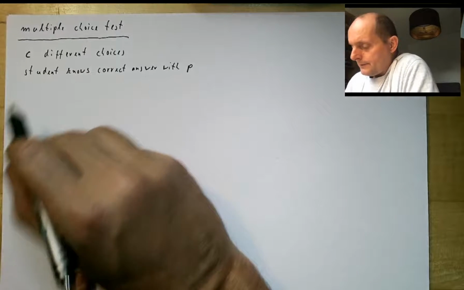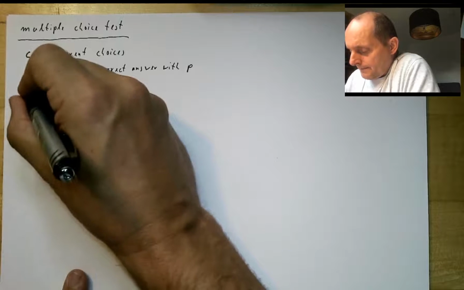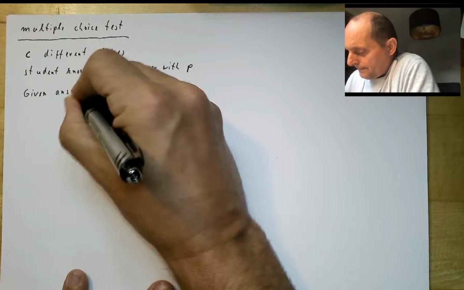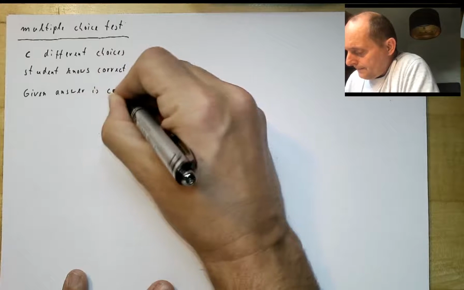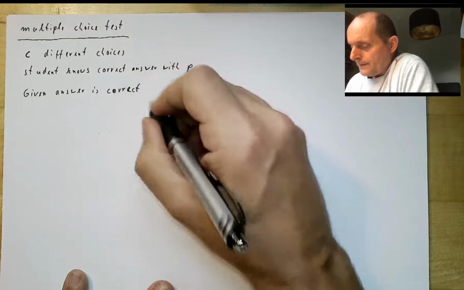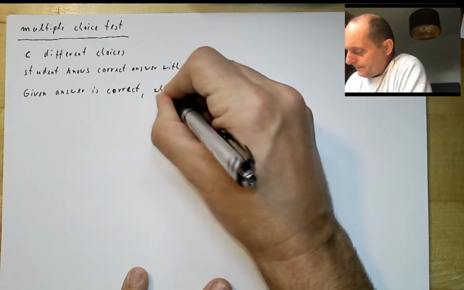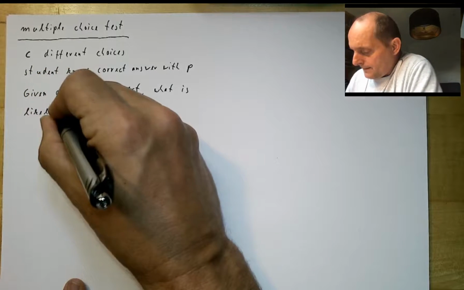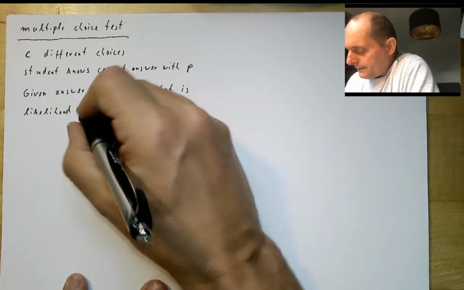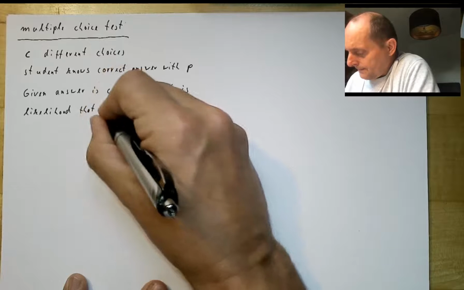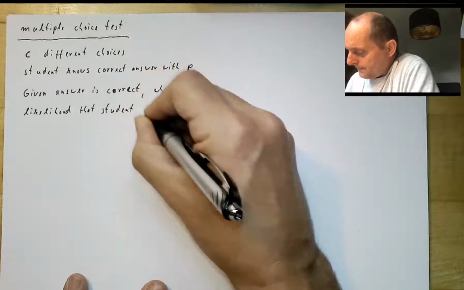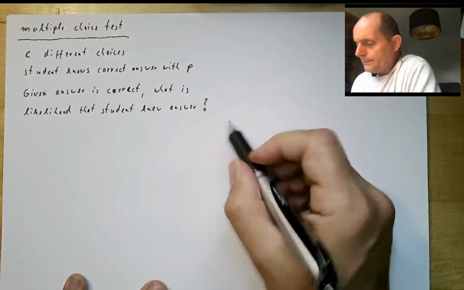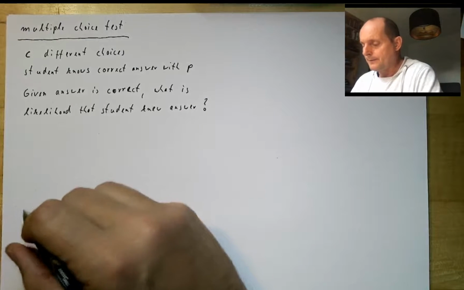And now what I as a lecturer want to know, given the answer is correct, what is the likelihood that the students really knew the answer? And so let's calculate this.